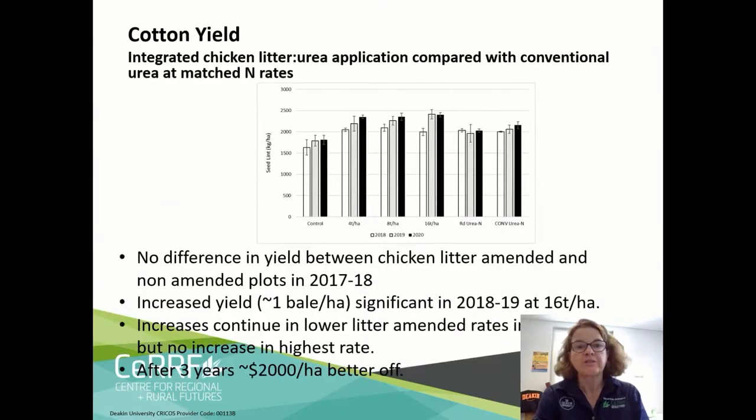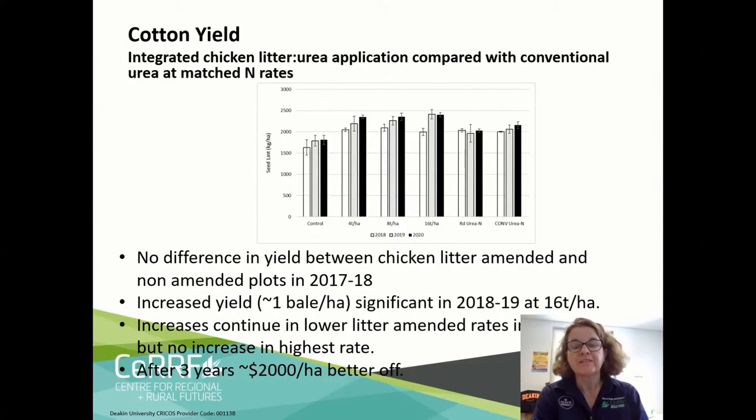Results for cotton yield showed that when we compared integrated chicken litter and urea applications with conventional urea at matched N rates, there was no difference in yield between chicken litter amended and non-amended plots in the first year of the trial. Yield increased at the highest rate of chicken litter at 16 tonnes per hectare by 1 bale per hectare, which was significant in the second year of the trial. By the third year of the trial, lower litter amendment rates had also increased, but the highest rate had not increased any further.